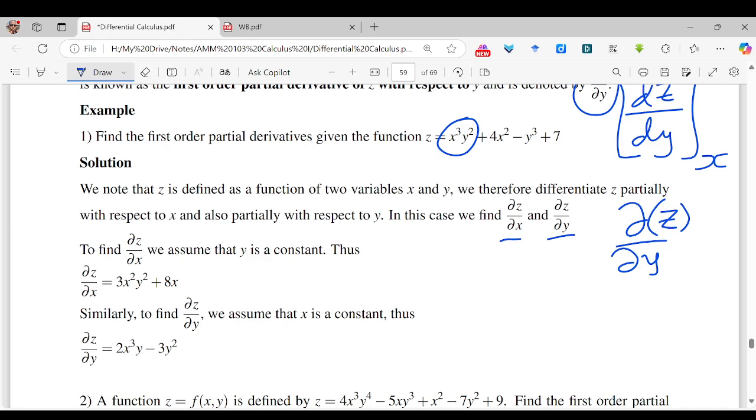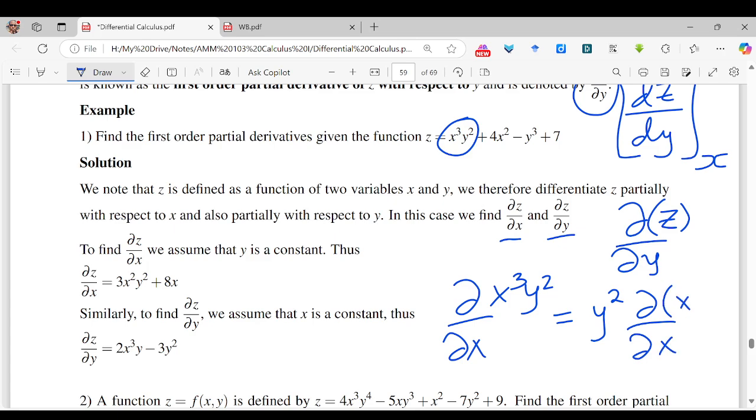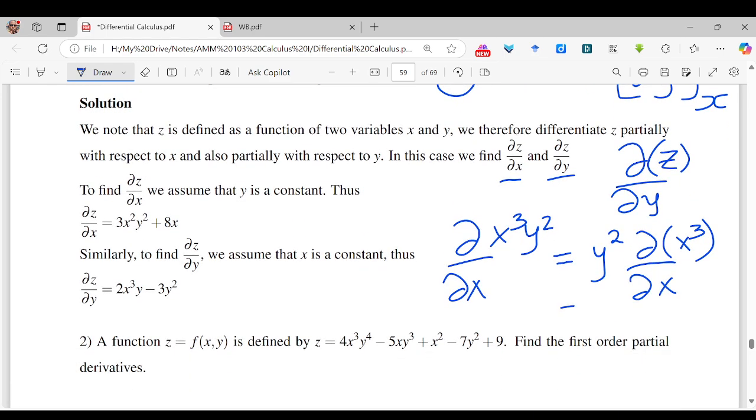a term like the first one now, the partial derivative with respect to x of x cubed y squared, we shall treat y as a constant and therefore write y squared, then differentiate with respect to x the quantity x cubed. So when we differentiate x cubed, then we shall get 3x squared. So that 3x squared is then multiplied by what we have assumed to be a constant, which is y squared, to get 3x squared y squared, which is the first term here.